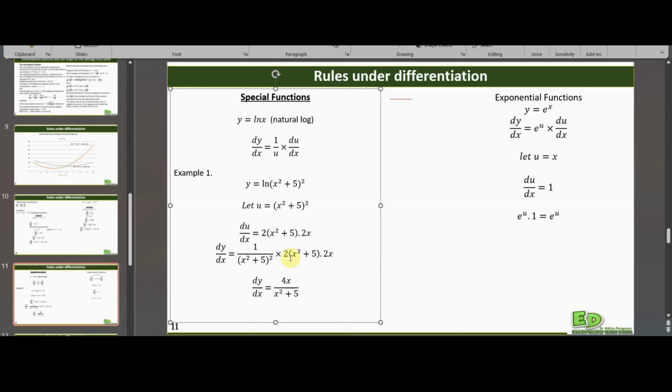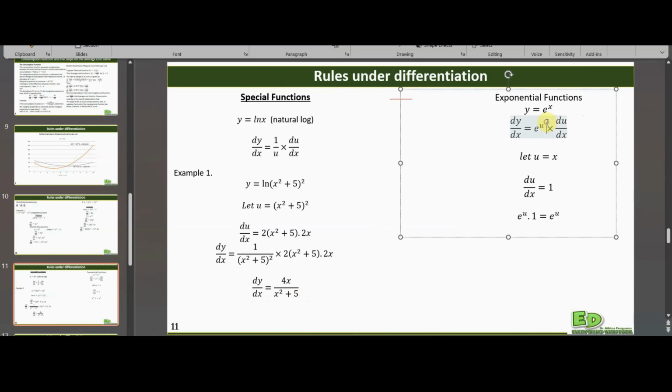Multiplied by this will give us 4x into bracket x squared plus 5 all over x squared plus 5 all squared. Remember that x squared plus 5 over here will cancel one of these x squared plus 5. So we have dy over dx being equal to 4x over x squared plus 5. Right, that's how we deal with the natural log as a special function.